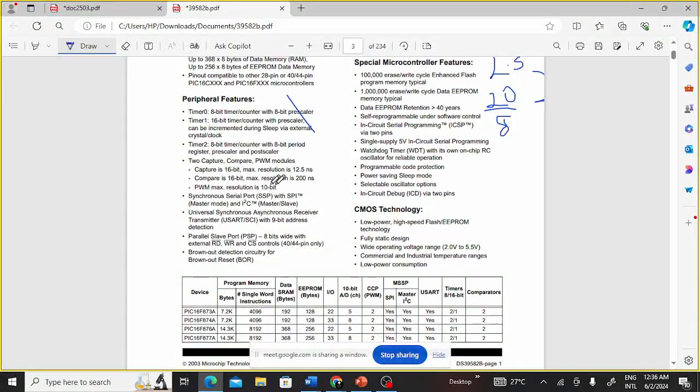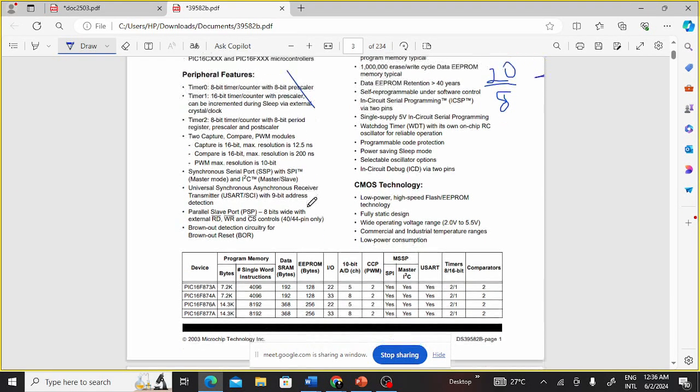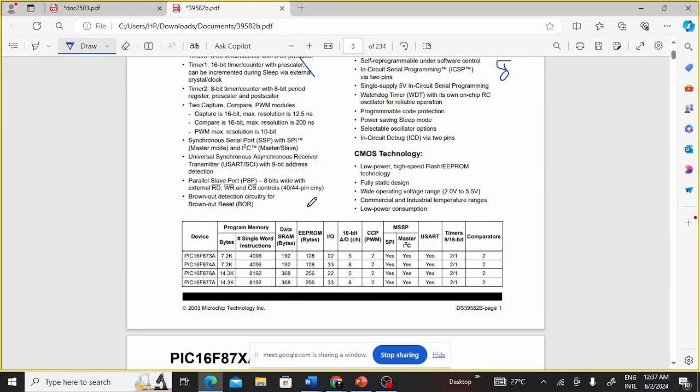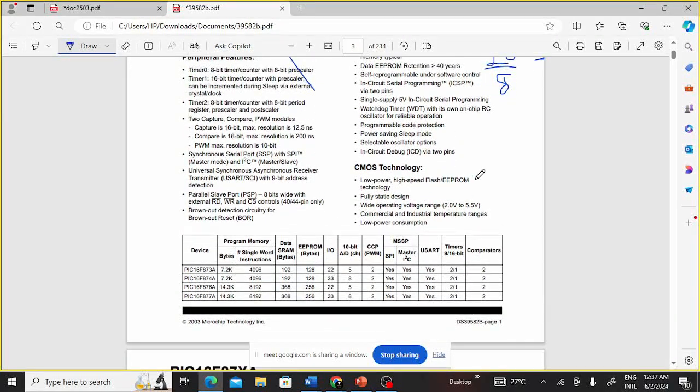Synchronous SPI mode, I2C, they both have the same thing. 9-bit address detection, they both have the same thing. Brownout detection, and you find the same. What is I2C? Okay, I2C is inter-integrated circuit.